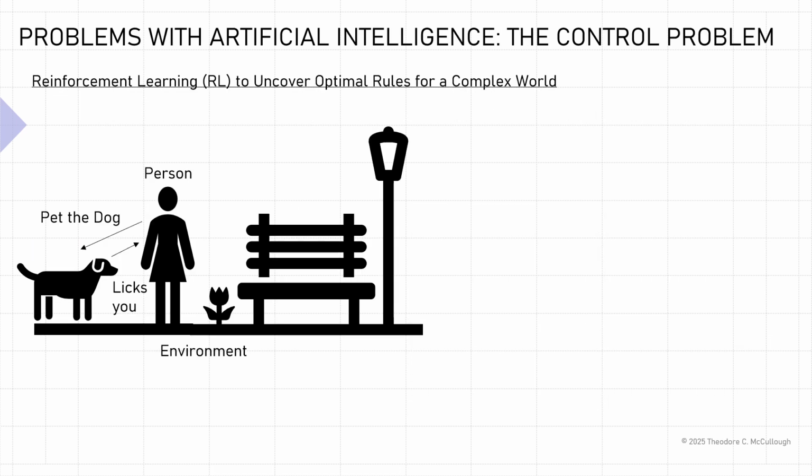Given the incompleteness of supervised learning, an alternative approach to dealing with the complexities of the world is reinforcement learning. Reinforcement learning is used to uncover optimal rules for a complex world. Now, to understand this approach, let's take the following example. Imagine that you're at a park, which we'll call an environment, and you, as a person or the agent, engage in an action such as petting a dog, and then in return, you receive a reward in the form of the dog, say, licking you.